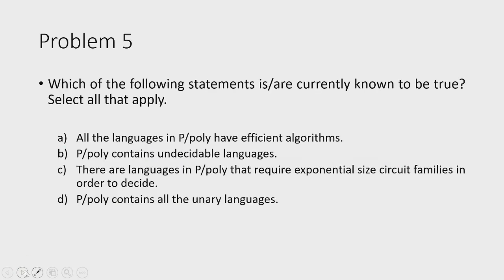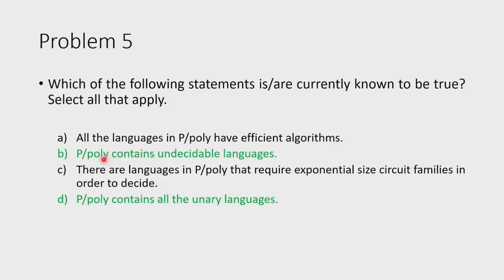Yeah, that's correct. The fifth problem is, which of the following statements are currently known to be true, and select all that apply. A: All the languages in P/Poly have efficient algorithms. B: P/Poly contains undecidable languages. C: There are languages in P/Poly that require exponential size circuit families in order to decide. D: P/Poly contains all the unary languages. I think B and D. Yeah, so the answers are B and D.